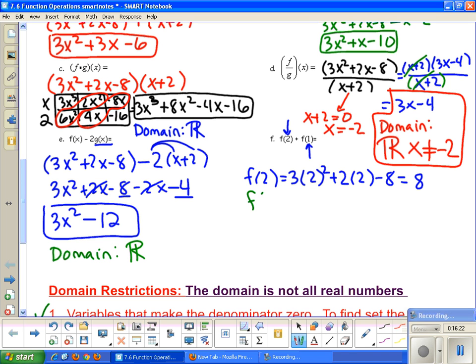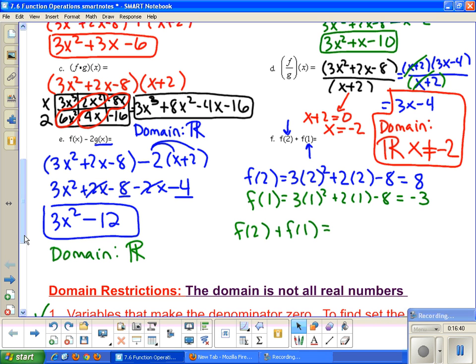Now I need to do the second part, which is f of 1. So 3 times 1 squared plus 2 times 1 minus 8. When I do that, I end up with negative 3. So remember, the original problem was f of 2 plus f of 1. So when I do f of 2 plus f of 1, I'm really doing 8 plus negative 3, because that was plus there, and 8 plus negative 3 gives me 5. So that would be my solution.